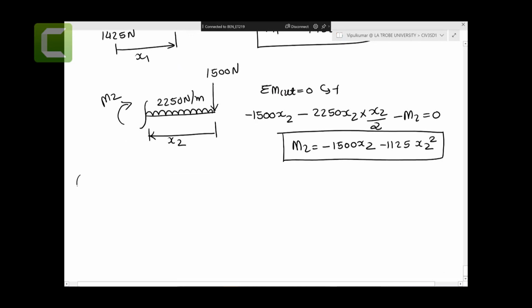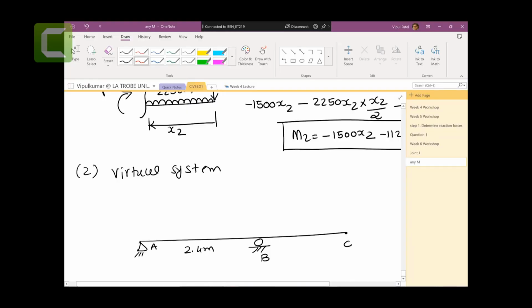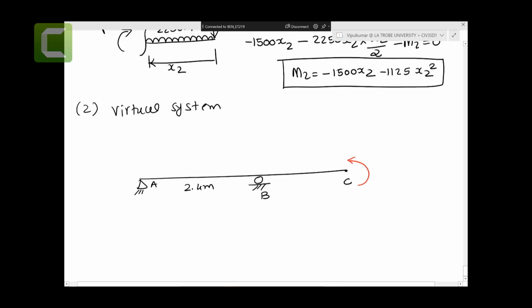Now we're going to work through the virtual system. We redraw everything except the real loading. Point A has a pin, point B has a roller, 2.4 meters, and point C. Now the question is asking you to find the rotation at point C. So the difference here is that we're going to put the virtual moment in the direction where the rotation would occur, right? So that is one. Now you might say, how do I know which way the rotation is going to occur, right?